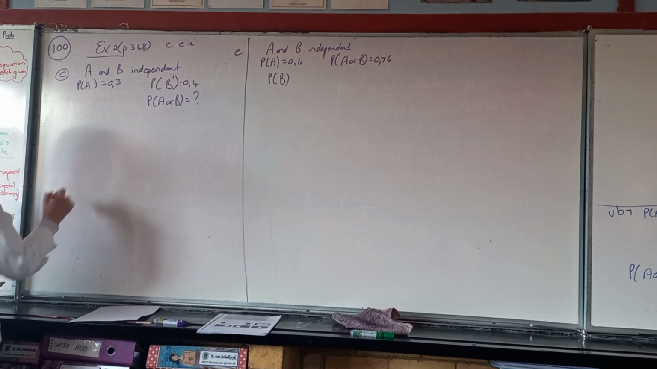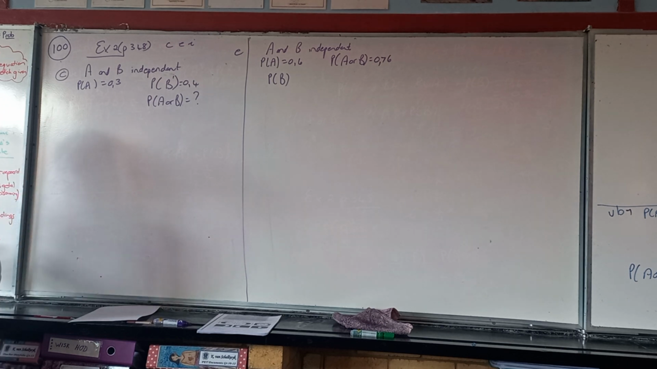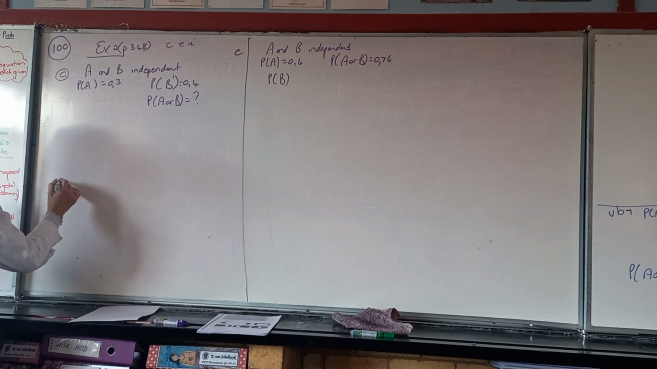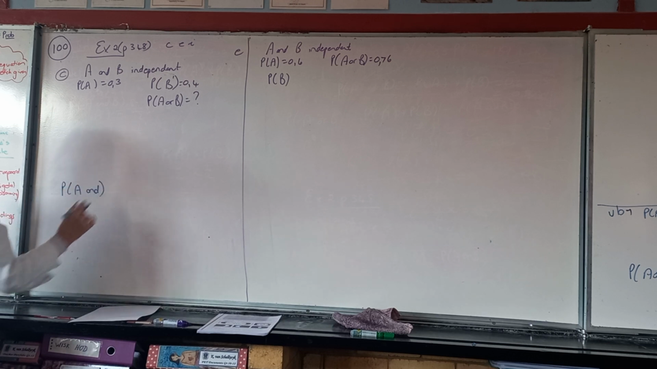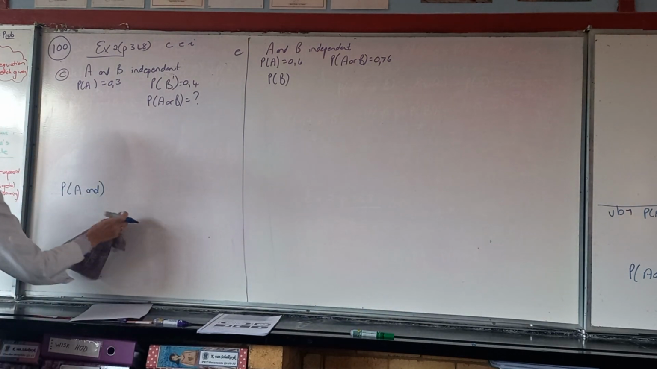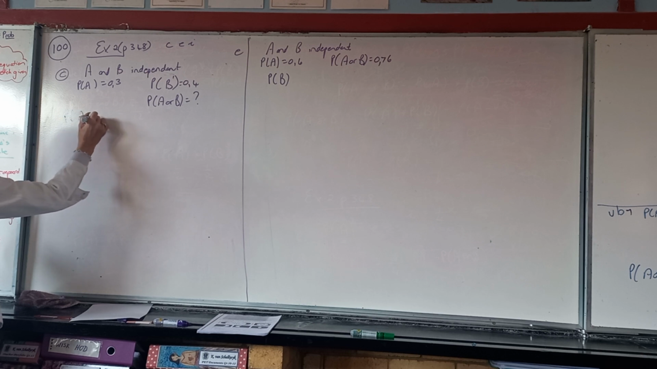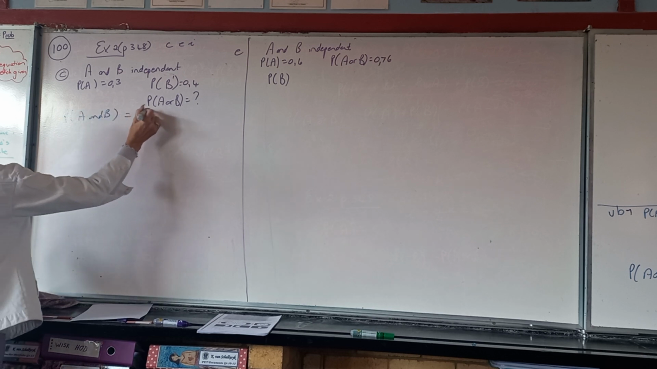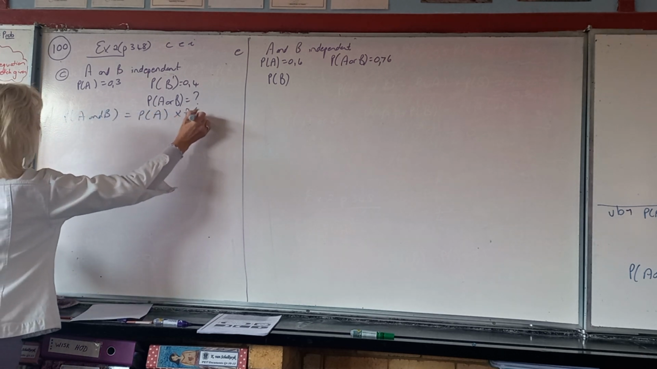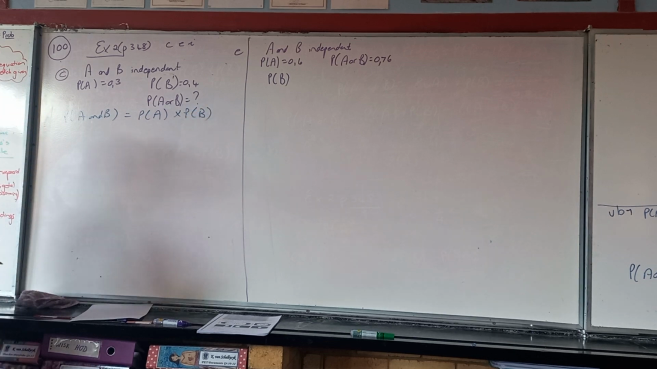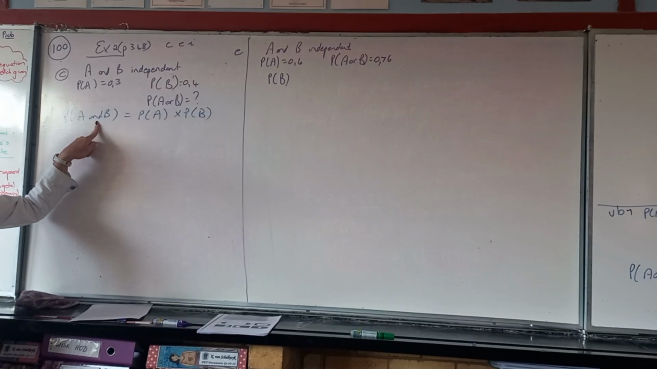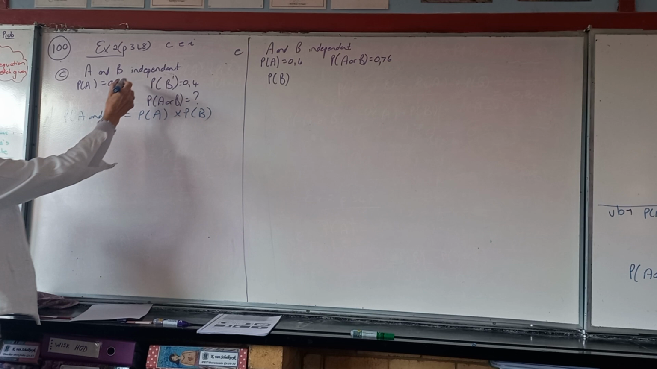So I know that P(A and B) will equal P(A) times P(B), the probability of each times with each other. That's the product rule for independence. But it must be and. So you can't be confused and think it's or. So for the and, that's what I'm giving you by saying it's independent.